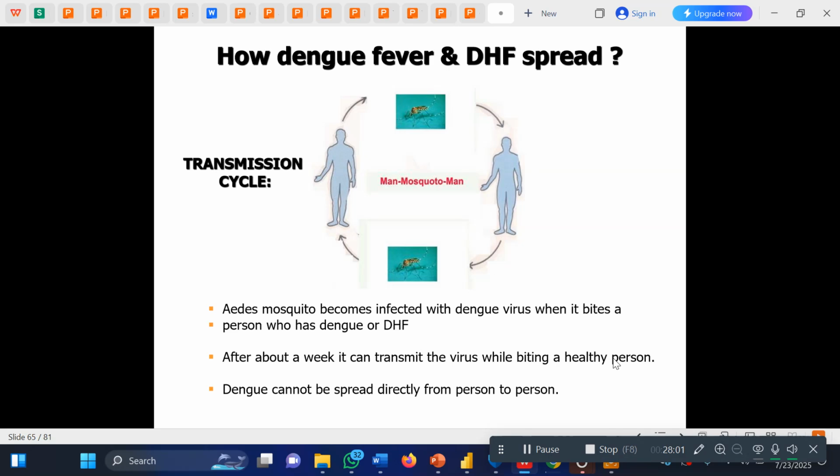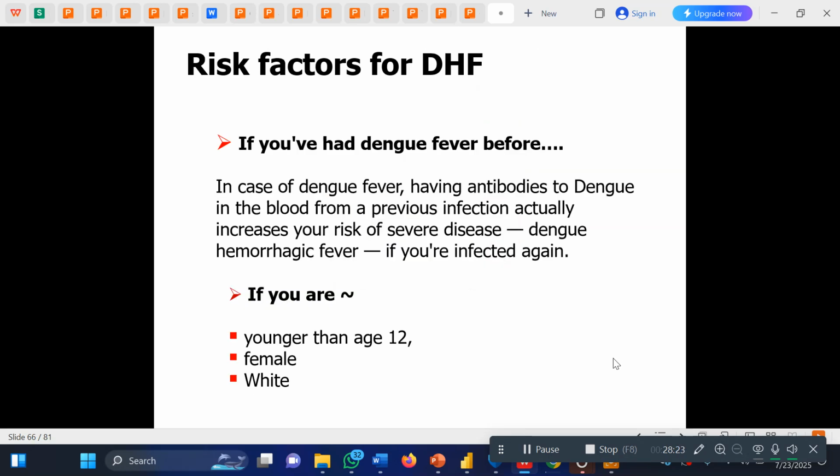For transmission, the Aedes mosquito becomes infected with dengue virus when it bites a person who has dengue fever. After about a week, it can transmit the virus while biting a healthy person. Dengue cannot be spread directly from person to person. So, under risk factors, the patient is younger than 12 years of age, female, and it is commoner in white people as well.